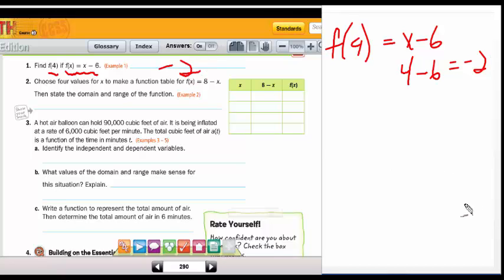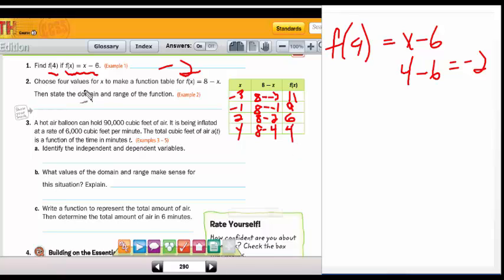Our second problem asks us to choose 4 values for x to make a function table. So we're going to use negative 3, negative 1, 2, and 4. And in order to check that, we're going to do 8 minus our input of negative 3, 8 minus our input of negative 1, 8 minus our input of 2, and then 8 minus our input of 4. Of course, this is like adding, instead of subtracting, a negative: 8 plus 3 would give us 11. 8, again, we can turn this into addition, is 9. 8 minus 2 is 6. And 8 minus 4 is 4.